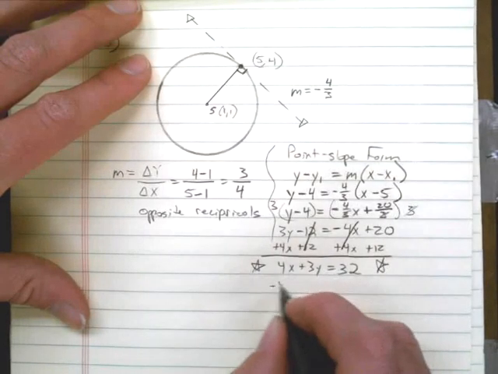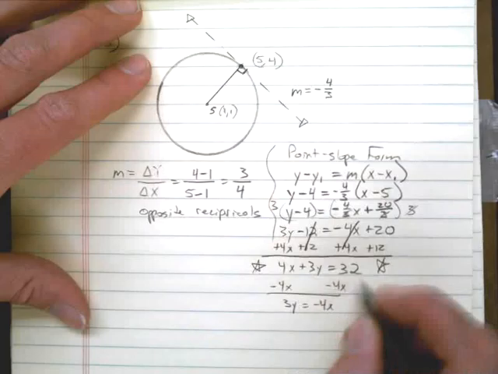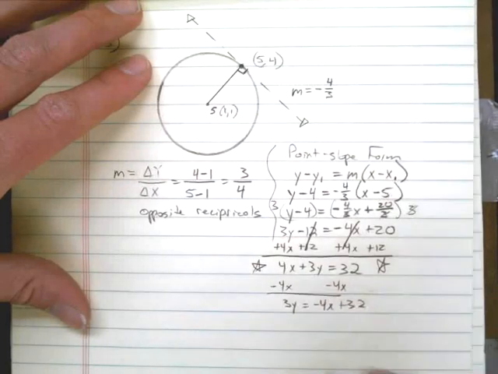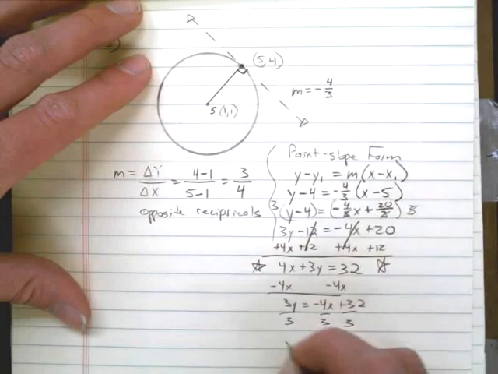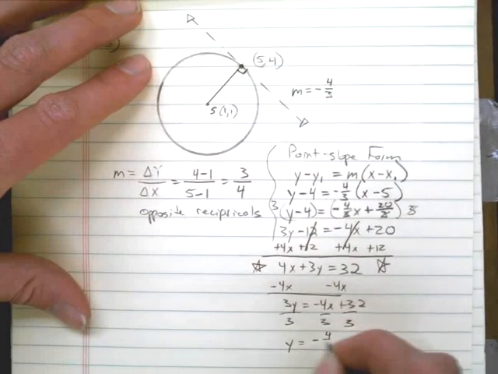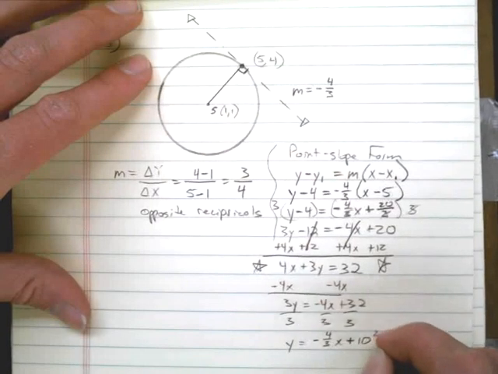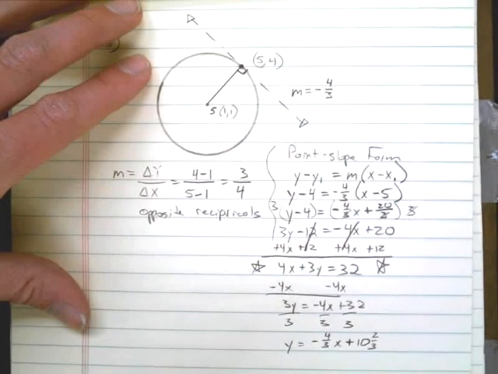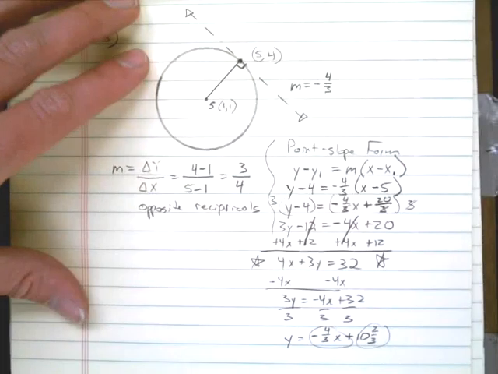If you wanted to put it into slope-intercept form, you would go back and subtract 4x on both sides. You get 3y equals negative 4x plus 32, and then divide by 3. y equals negative 4/3 x plus 10 2/3. So this would be the y-intercept, this is the slope, and that would be another way to show it.